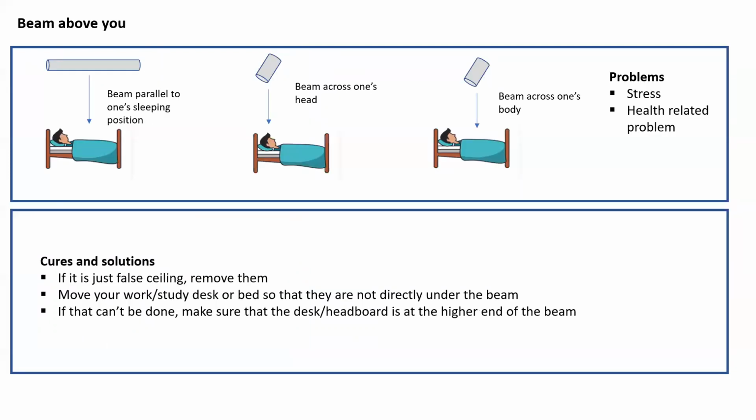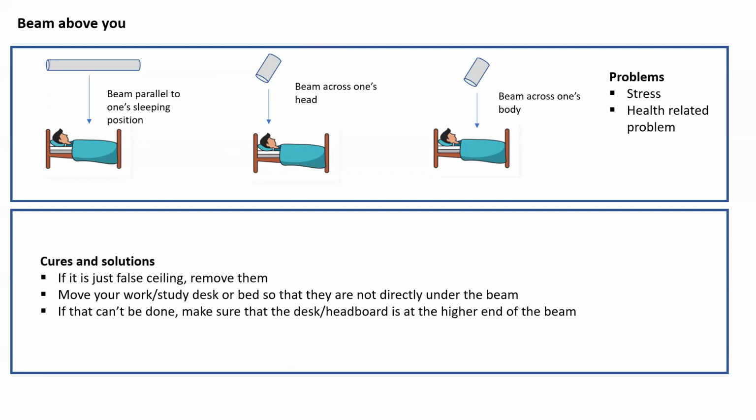The last problem that I'm going to share with you is having a beam above you while you are sleeping or while you are working. The beam could be parallel to you while you're sleeping, or it could be across your body or your head. All these beams are going to cause you some health problems, or result in stress when you are working or sleeping. So all this negative energy is what you would want to remove.